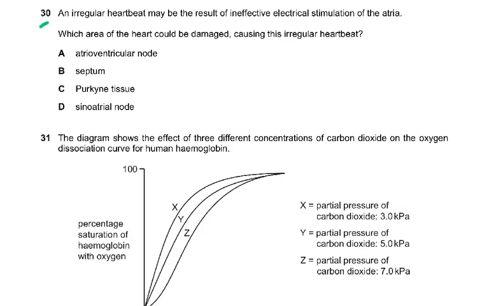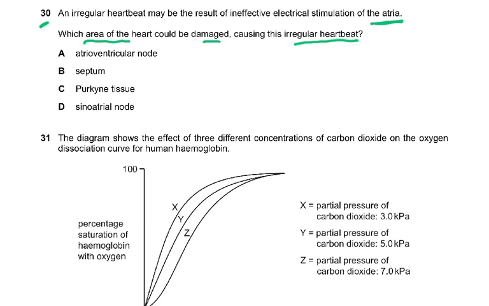Question number 30. An irregular heartbeat may be the result of ineffective electrical stimulation of the atria. Which area of the heart could be damaged, causing the irregular heartbeat? So which area of the heart? Now, you know, it says could be causing this irregular heartbeat.